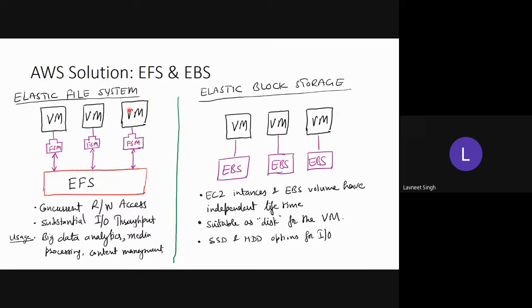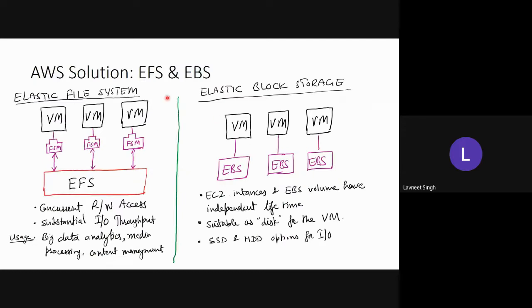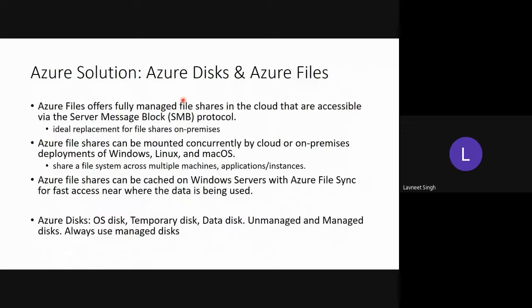More than that, if you want high performance data utilization, then Elastic File System. Okay. So EFS and EBS are the solutions provided by Amazon for the disk and file system scenario. Right? So you can cater to these scenarios using these two technologies. Okay? So let us see what Azure provides.